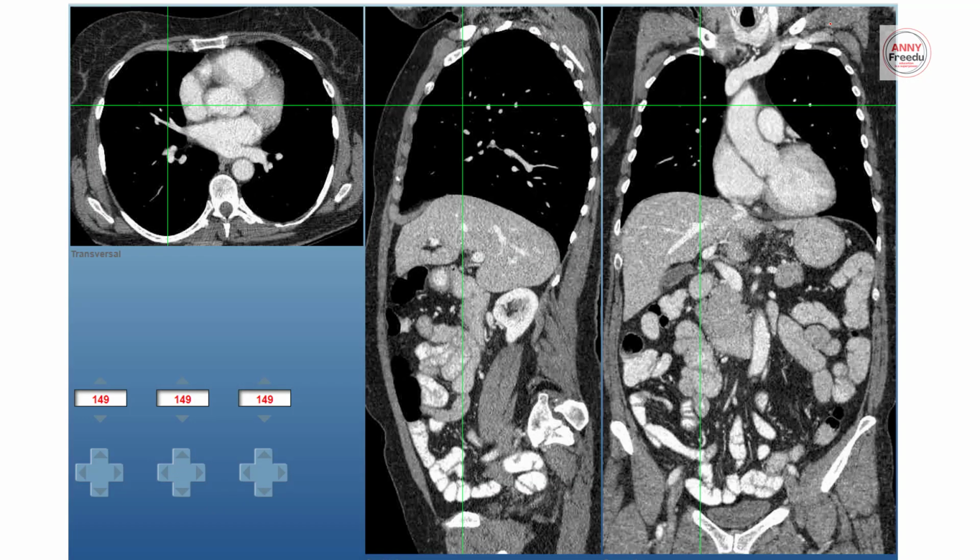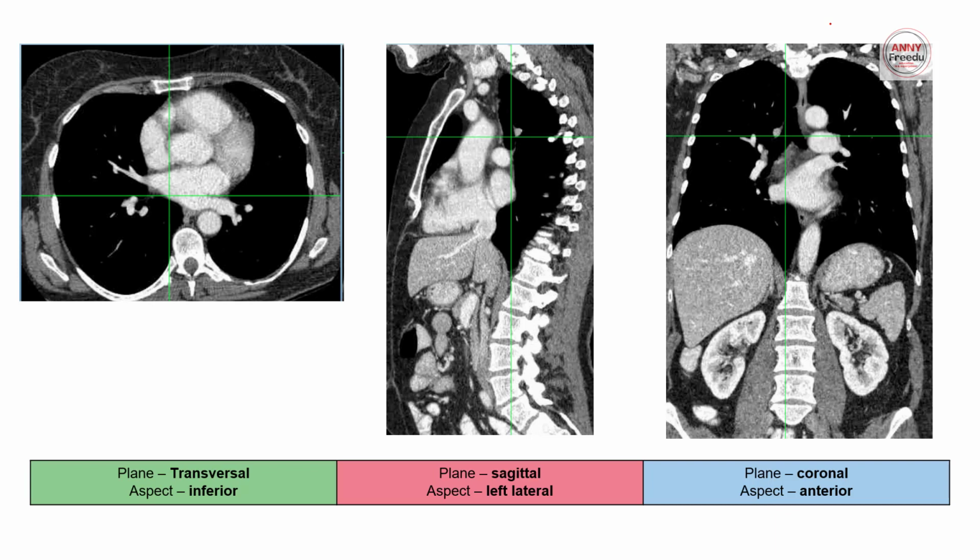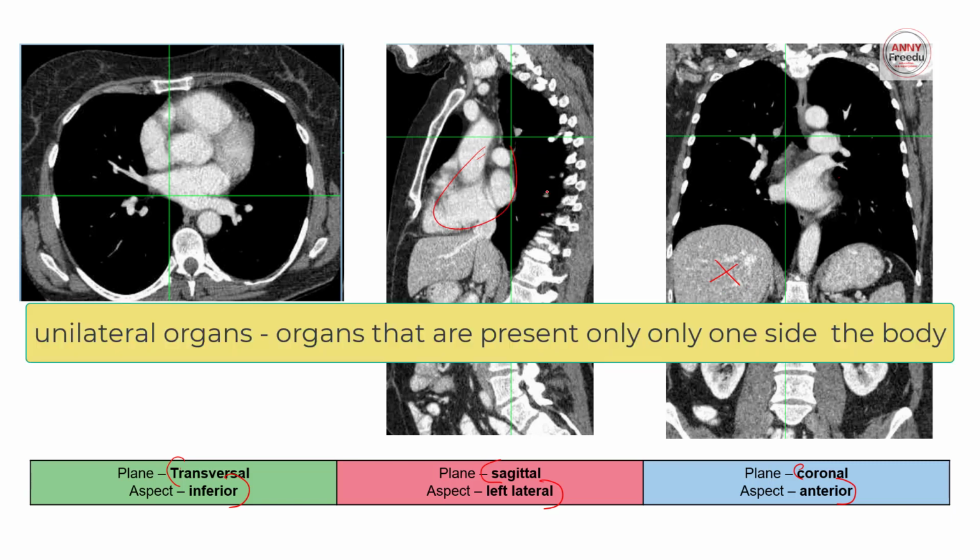Anyways, if somebody does not change a feature, we can surely say that transversal plane is always observed inferiorly, sagittal plane is always observed from the left lateral aspect, and coronal plane is always observed from the anterior view. And if you have some doubts, always look for the organs such as liver, heart, which are unilateral organs. Now, unilateral organ means an organ that we have only on one side, such as heart, tilted more left side. For example, liver, which is more often on the right side.